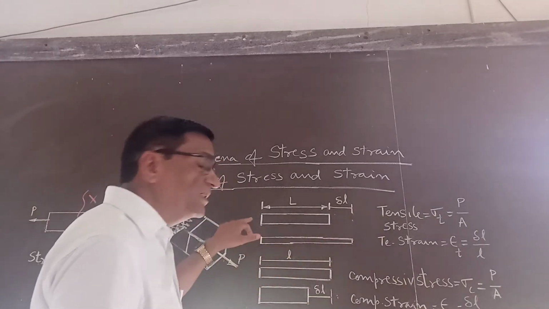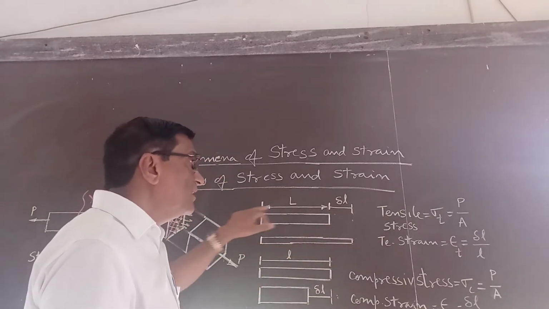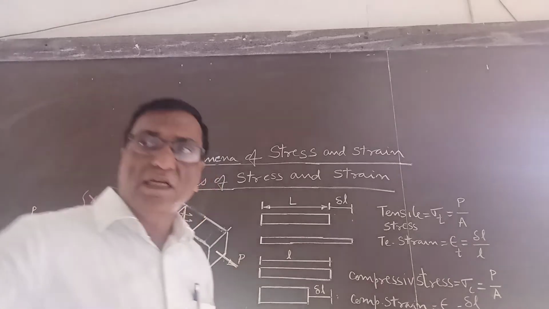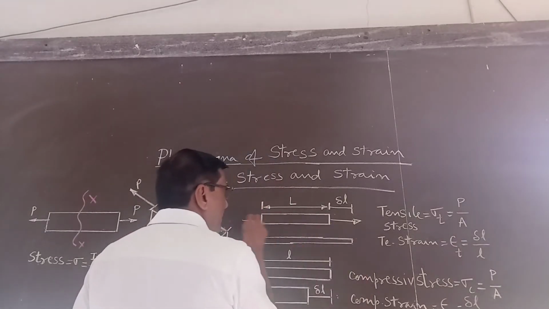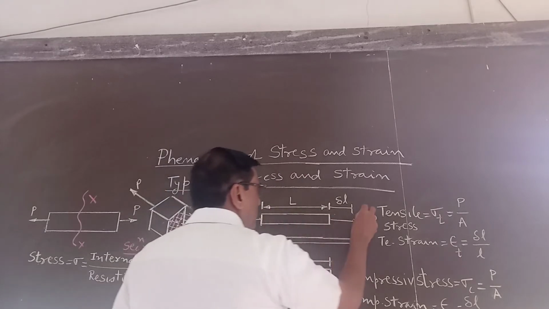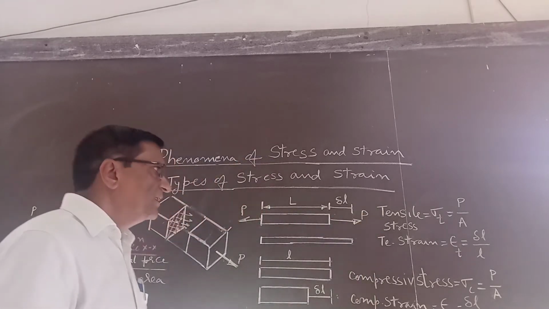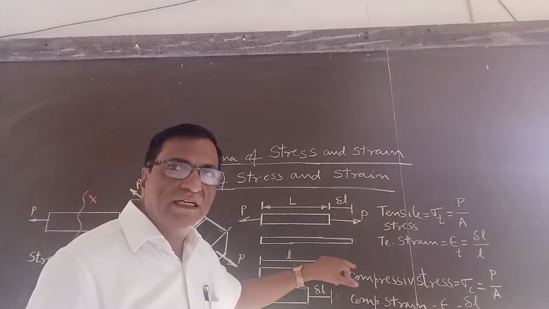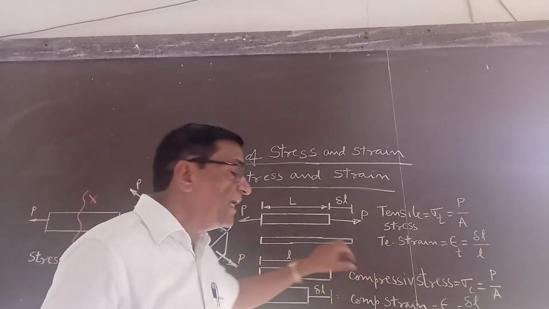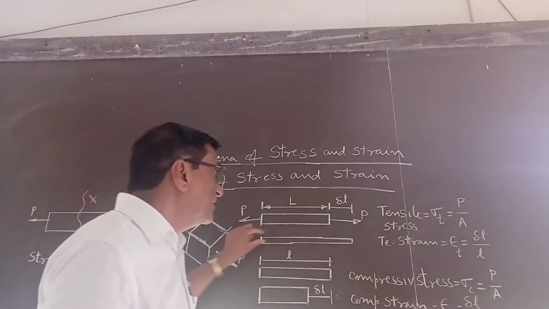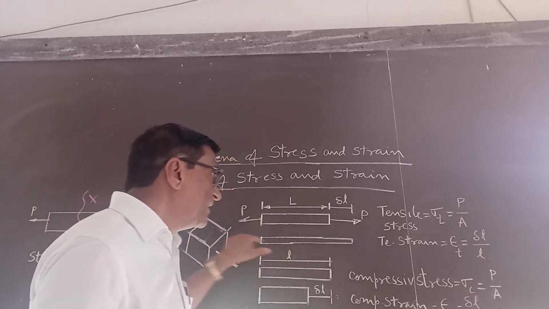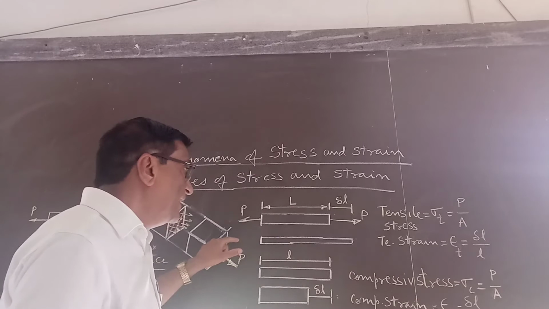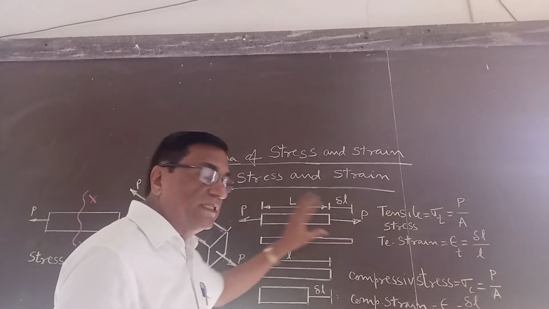Tensile stress. Suppose this is the member, and tensile load is applied to it. Then what will happen? It will cause an increase in length and a decrease in diameter. That is, the axial dimension will increase and the lateral dimensions will decrease.